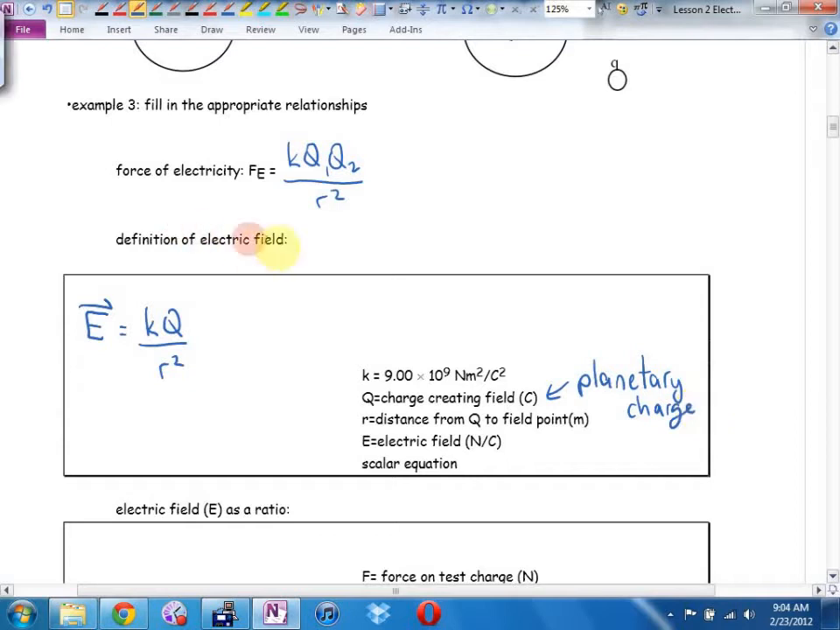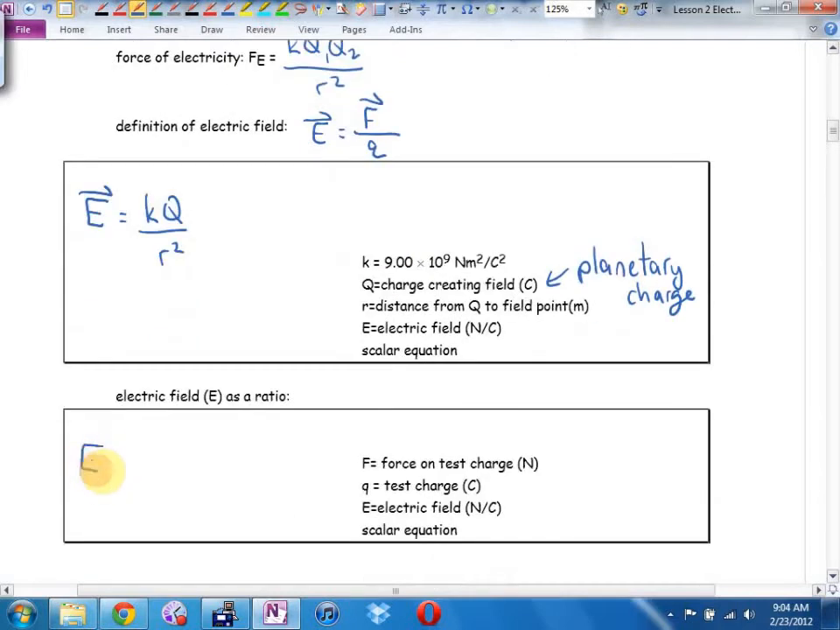Definition of electric field: the definition of electric field is going to be how much force on every coulomb of charge that's in that location. How much force every coulomb of charge experiences. And that gives us the electric field equation as a ratio. The electric field equation as a ratio is the electric force divided by little q. Little q, this is the test charge, the satellite charge.